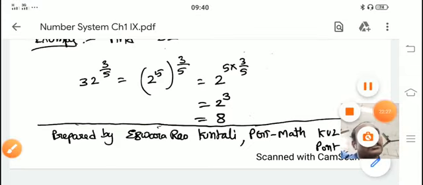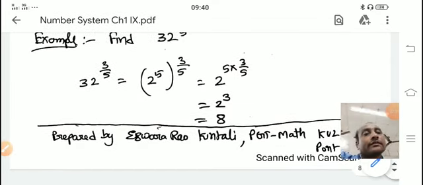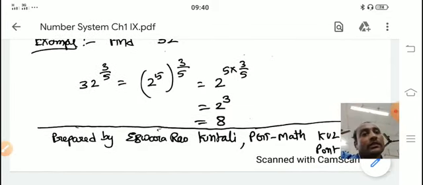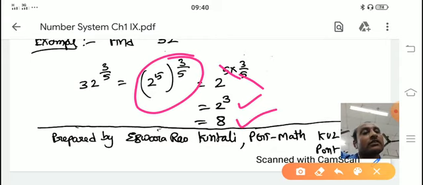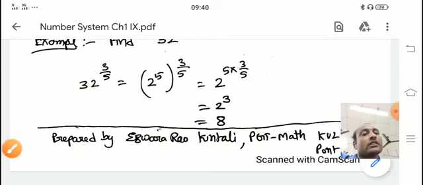Next thing is, wait a minute everyone. Okay, good. 2 power 5 whole power 3 by 5. 5 and 5 got cancelled. 2 cube is equal to 8. 2 cube means 2 into 2 into 2. Like that we can do the problems.